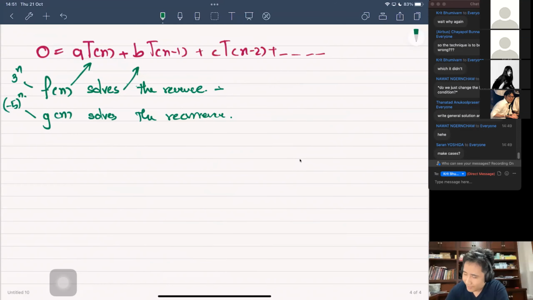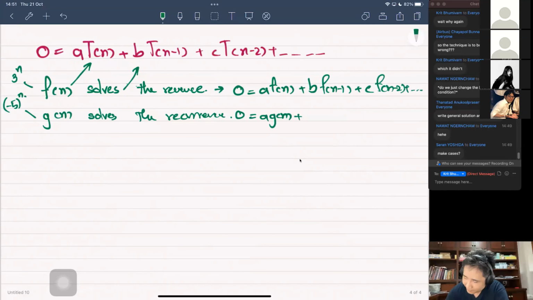So that means, let me just write it. 0 is a f of n plus b f of n minus 1. Let me be more explicit so you see what I meant, otherwise you're going to get so confused. I try to make the notation less confusing. By solves, I mean if you plug it in on the right hand side, it's going to be 0. That's what I meant. This is what happened to 3 to the n and minus 5 to the n.